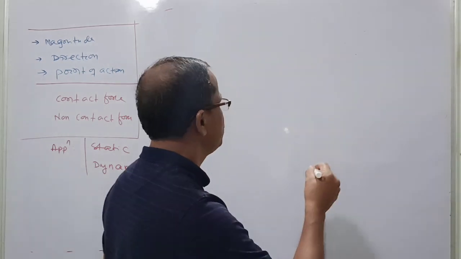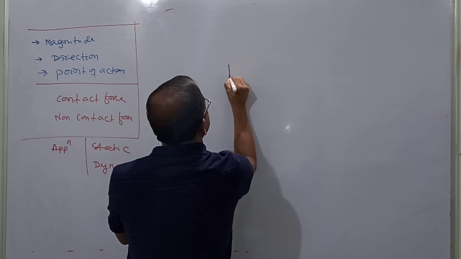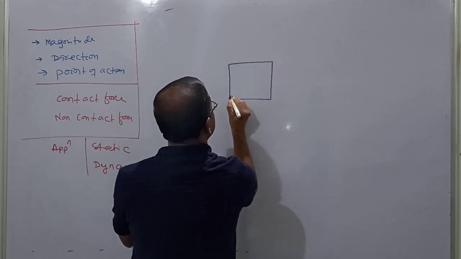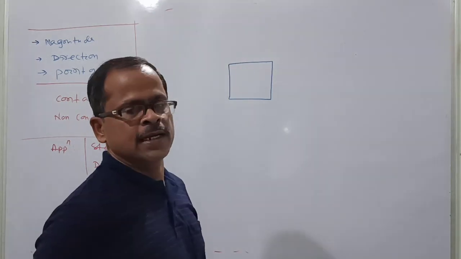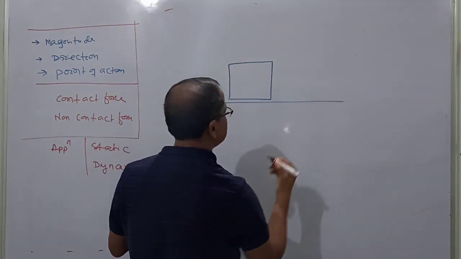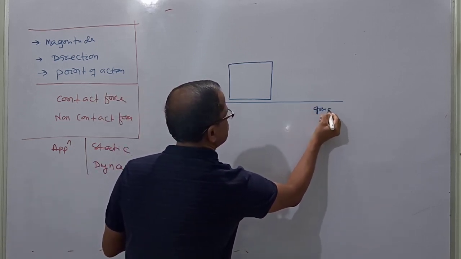So now the first problem. It is an object kept on the ground. A few problems I will be solving regarding free body diagrams. This object is placed on the ground. So now this is the ground. Now the body is at rest.